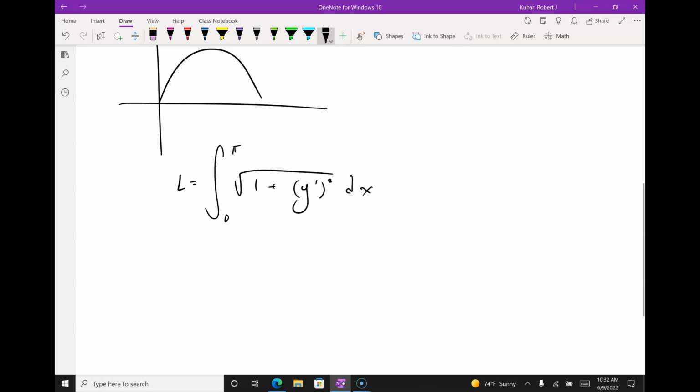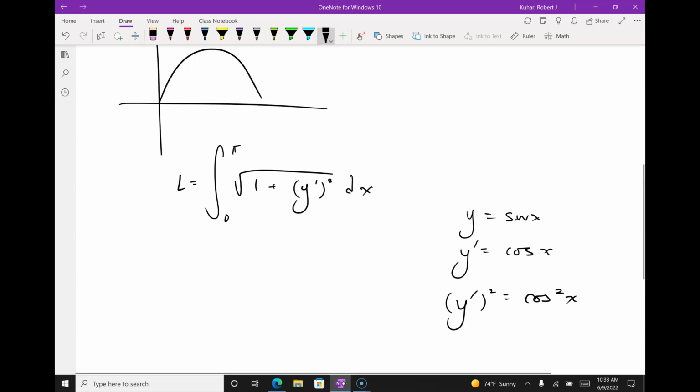And so what's y prime, first of all? If y is sine of x, right? Y prime is cos of x, right? Positive. And then y prime squared is cos squared of x. So my length is from 0 to pi of the square root of 1 plus cos squared x dx.